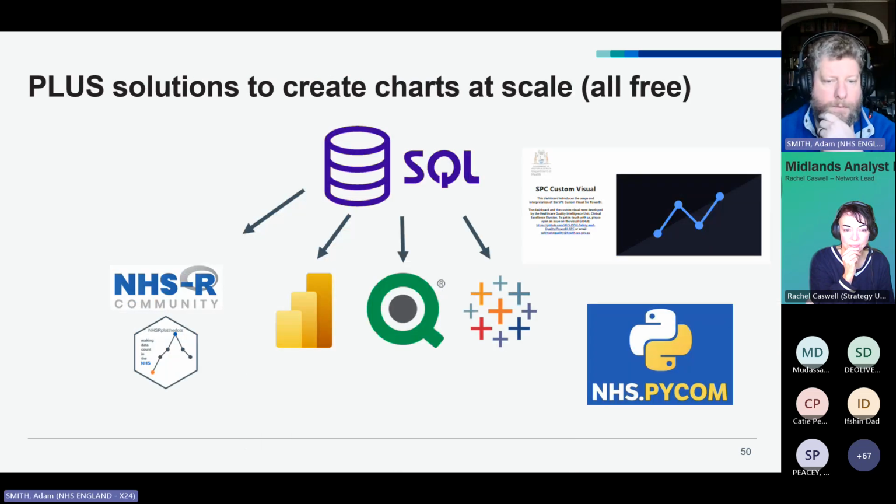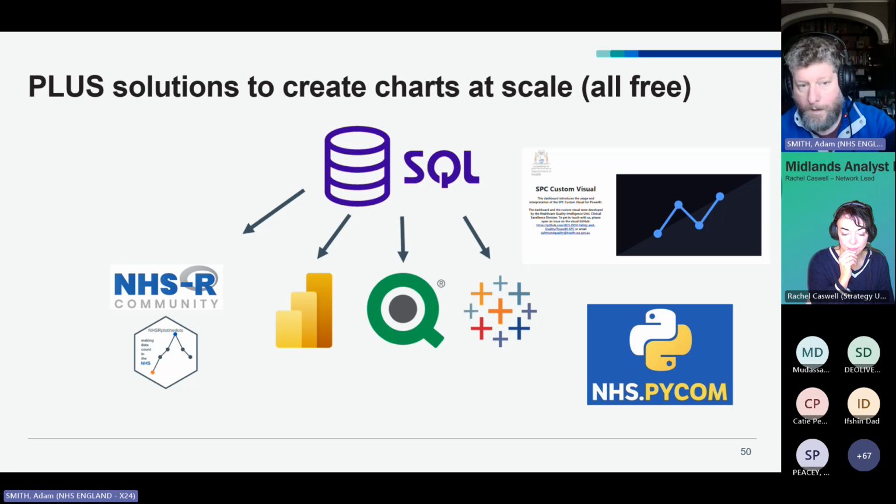Then we've got more technical solutions to do stuff at scale. So our old colleague Matt wrote a brilliant SQL script, thousands and thousands of lines long, which will take your data in, pump out an extract at the end where it's calculated everything for you, which you can then hook into your Power BI solution, your BI solution.